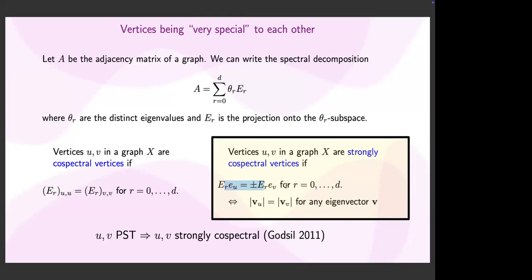Yeah, so thinking about the graph is a little bit difficult, but we have a page of examples and non-examples. And what Chris showed, even before he defined this thing, is that if you have PST between u and v, then those two vertices have to be strongly cospectral. So in particular, they have to be cospectral, and then in addition, this business has to hold.